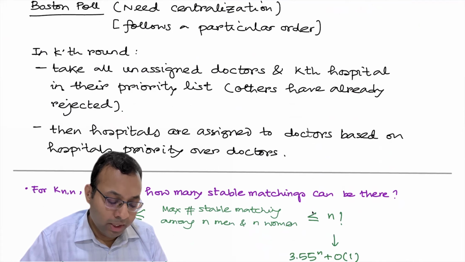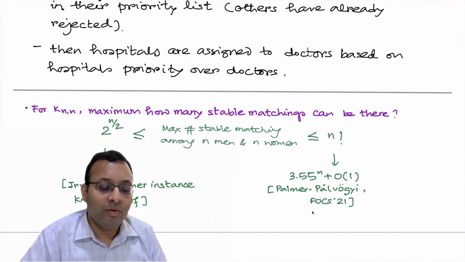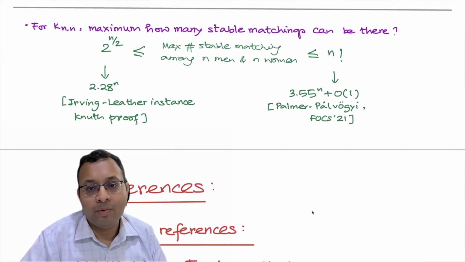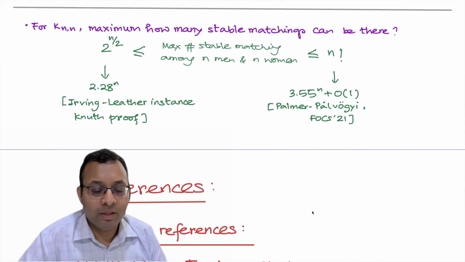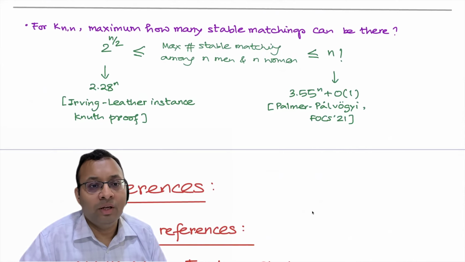There are a lot of other interesting questions, like combinatorial questions. For example, how many possible stable matchings are there? The trivial upper bound is n factorial. If there are n men and n women, the first man can choose any of these n people. For a choice of that, the second man can choose from n minus 1 women. The third man can then choose from n minus 2. If you multiply, we get n factorial.